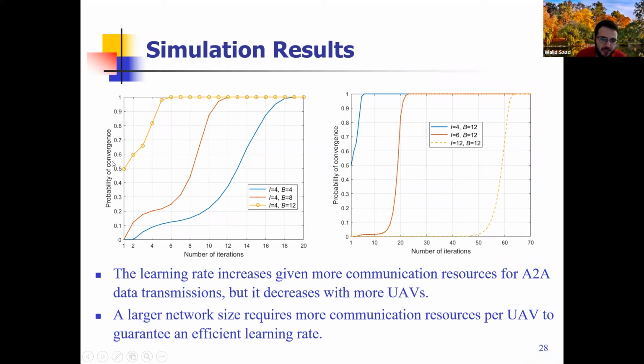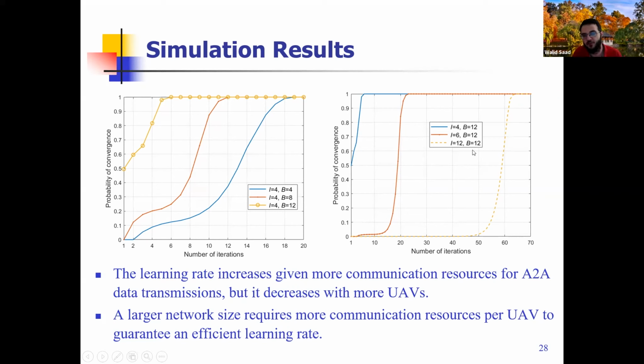So I'm showing the probability of convergence and the number of iterations needed to converge. You can see that I is the number of UAVs, B is the number of resource blocks available for UAV to UAV communication. Of course, this one is the more intuitive one. If I have a lot of resources, so all the UAVs can communicate, and there's no problem in this, then I have the fastest convergence.